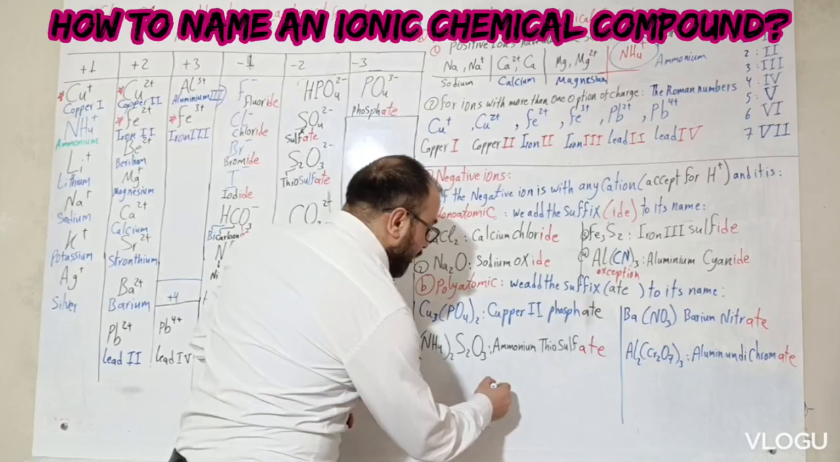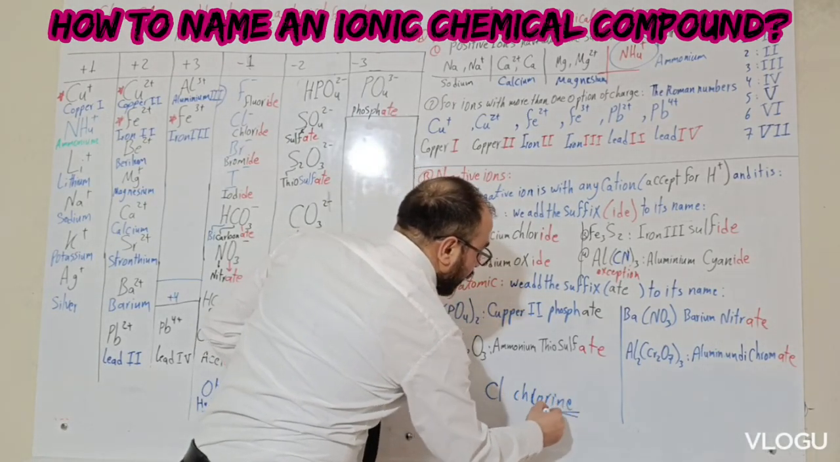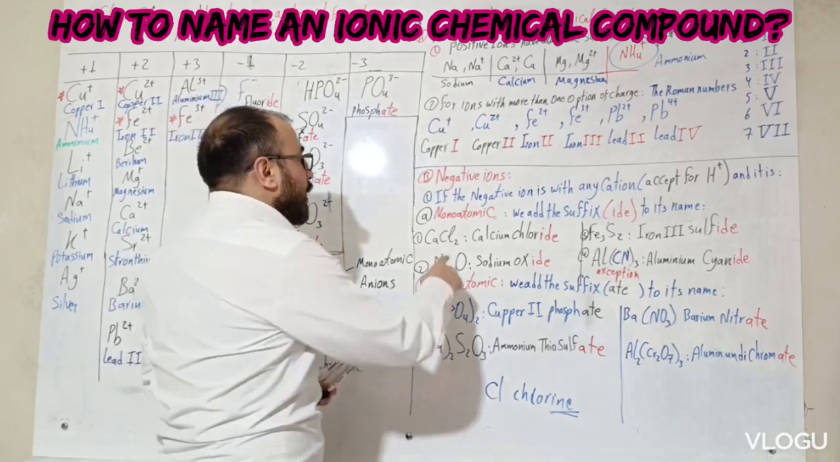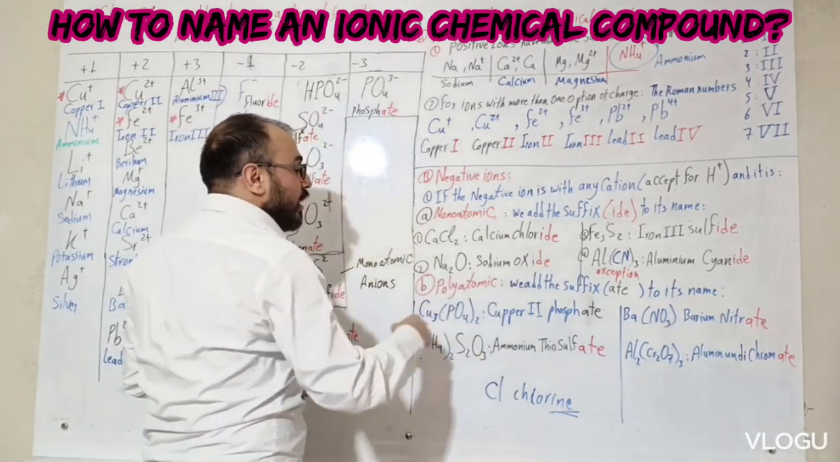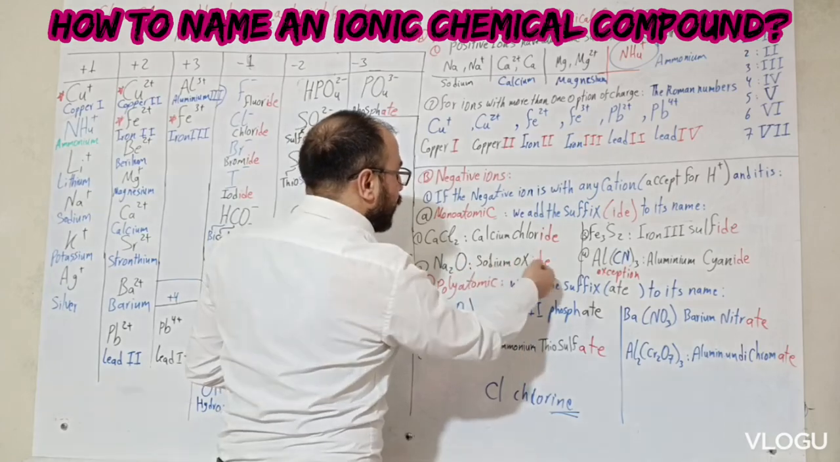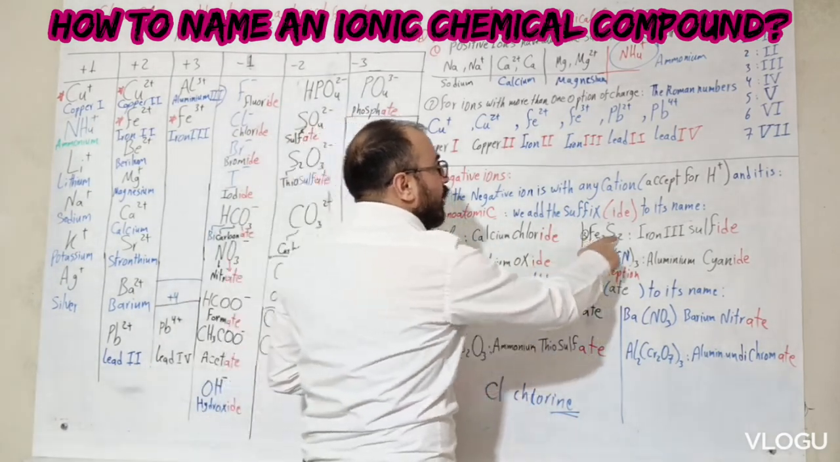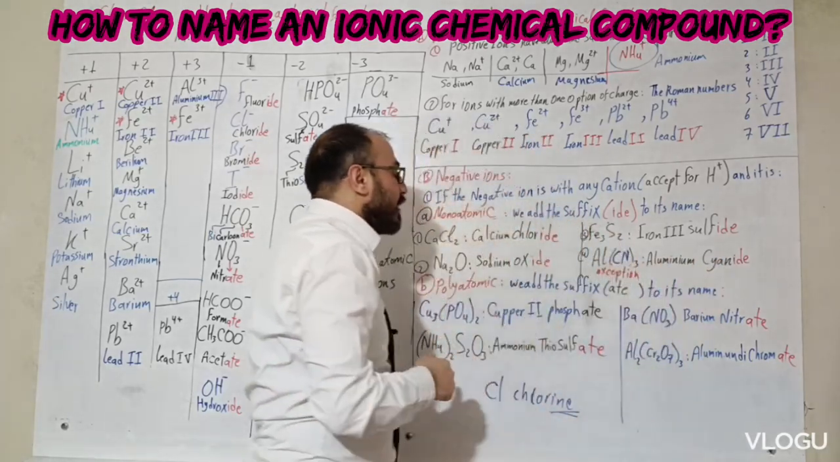For example, as you know, this is chlorine because it is neutral, but when it becomes a negative ion, it's going to be chloride. This is oxygen when it is neutral, and when it is a negative ion, it becomes oxide. We have sulfide, and we have cyanide as an exception.